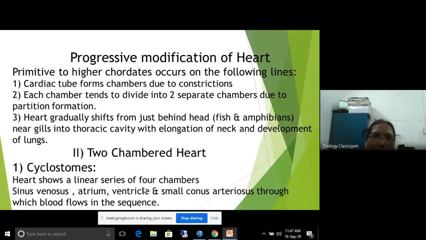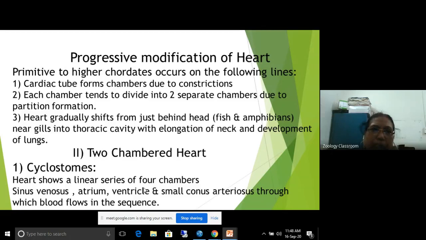For example, in the auricle there is a partition, and in the ventricle also there is a partition. In the auricle it is called the interauricular septum, in the ventricle the interventricular septum. In this way, each chamber is divided into two separate chambers due to the partition. And the heart gradually shifts from the head region to the thoracic cavity. For example, in fish and also in amphibia, the heart is present near the head region. Then due to neck formation, it transfers towards the thoracic region.